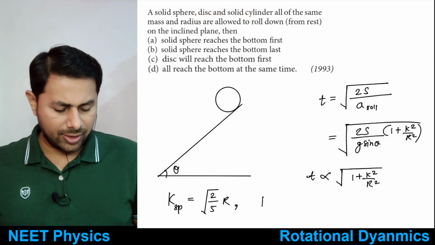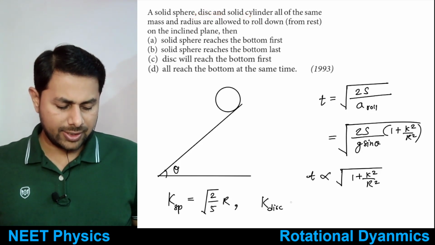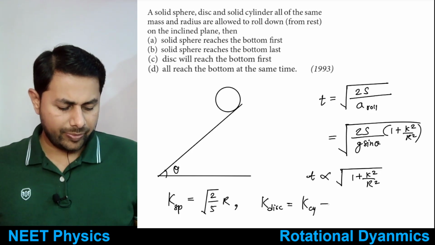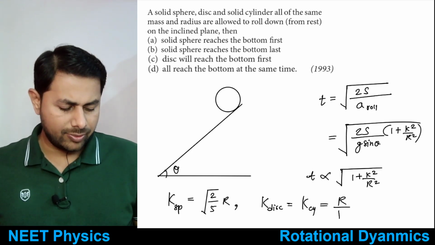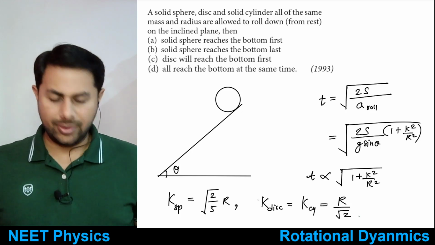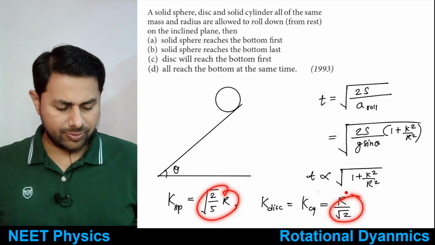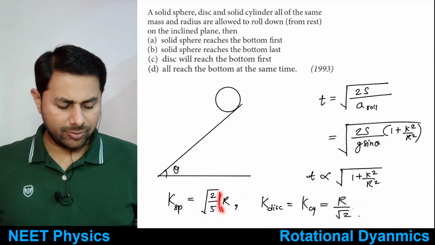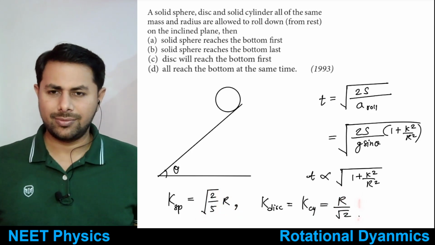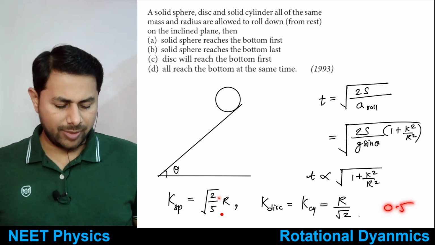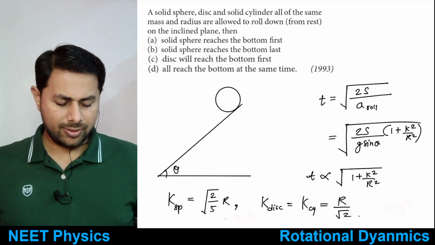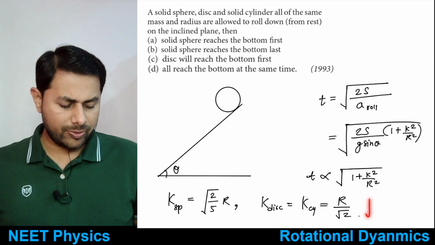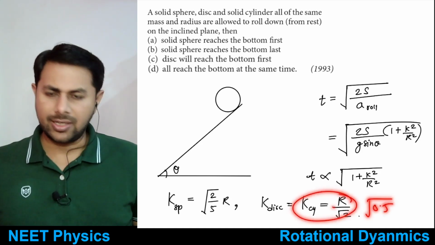For disk and solid cylinder, k for disk as well as solid cylinder, okay, it is same, it is r by root 2, right? So which one is greater? This one is greater or this one is greater? That means 2 by 5 is greater, or 1 by 2 is greater? 1 by 2 is 0.5, and what is 2 by 5? It's 0.4, right? So this is square root of 0.4, and this thing will be square root of 0.5. So obviously this thing is greater.